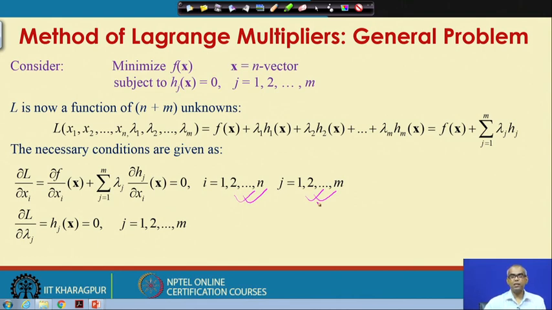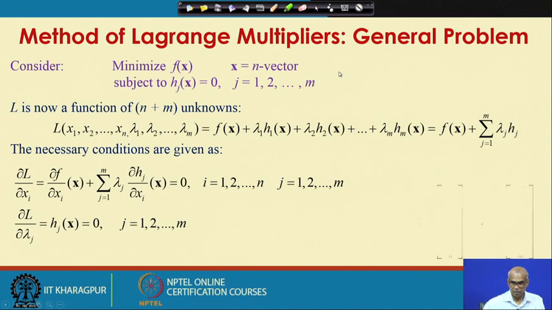So, these are basically the partial derivatives of the Lagrangian function with respect to each of the n variables, x 1, x 2 up to x n. Then you have to take the partial derivative of the Lagrangian function with respect to the m Lagrange multipliers. So, that will give you del L del lambda j equal to h j equal to 0, j equal to 1 to m. So, these are the necessary conditions that you get.